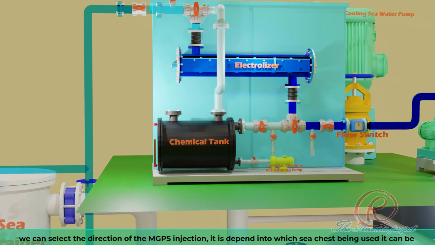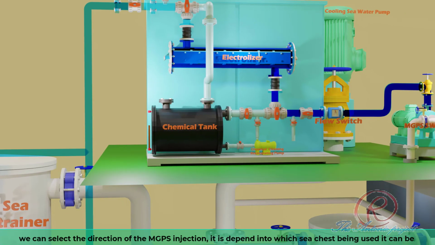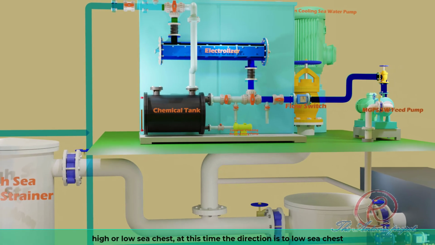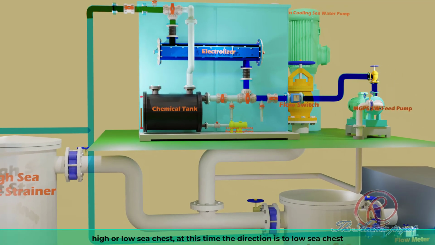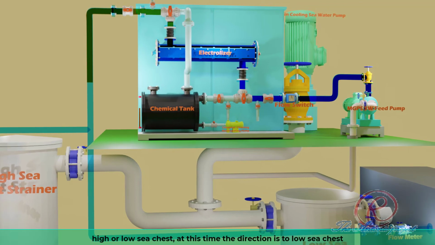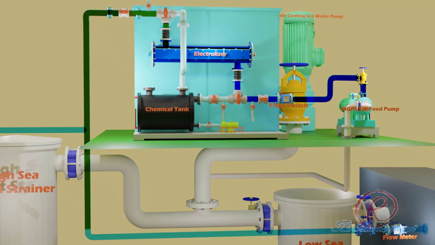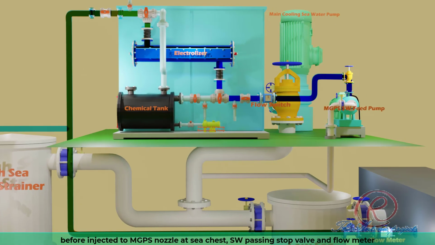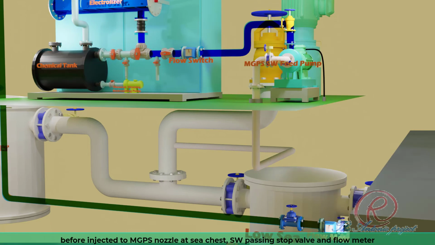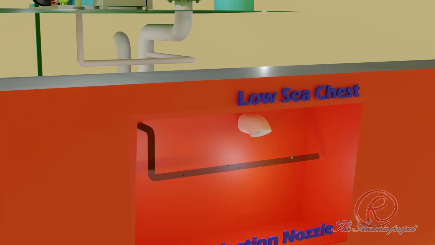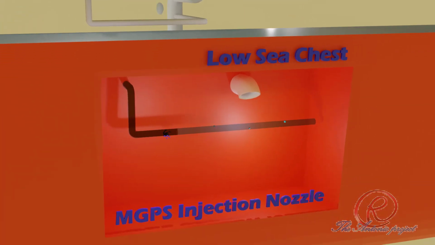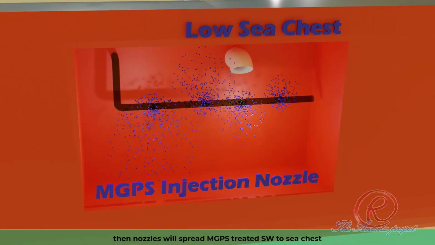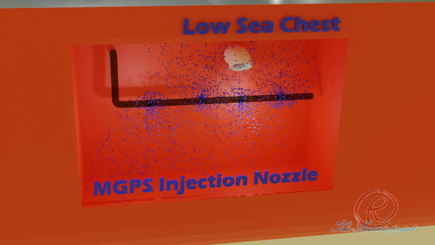We can select the direction of the MGPS injection. It depends on which sea chest is being used. It can be the high sea chest or the low sea chest. At this time, the direction is to the low sea chest. Before being injected to the MGPS nozzle at the sea chest, seawater passes the stop valve and flow meter. Then, the nozzle will spread MGPS treated seawater to the sea chest.